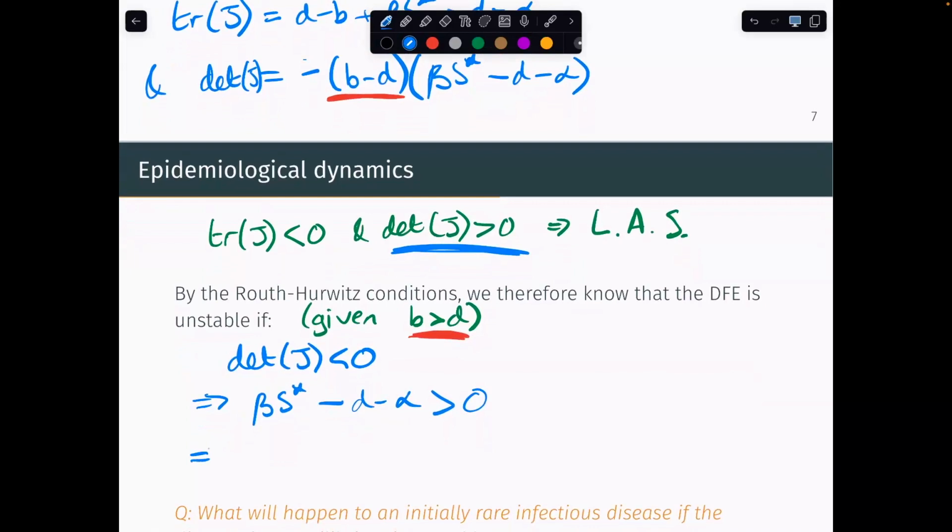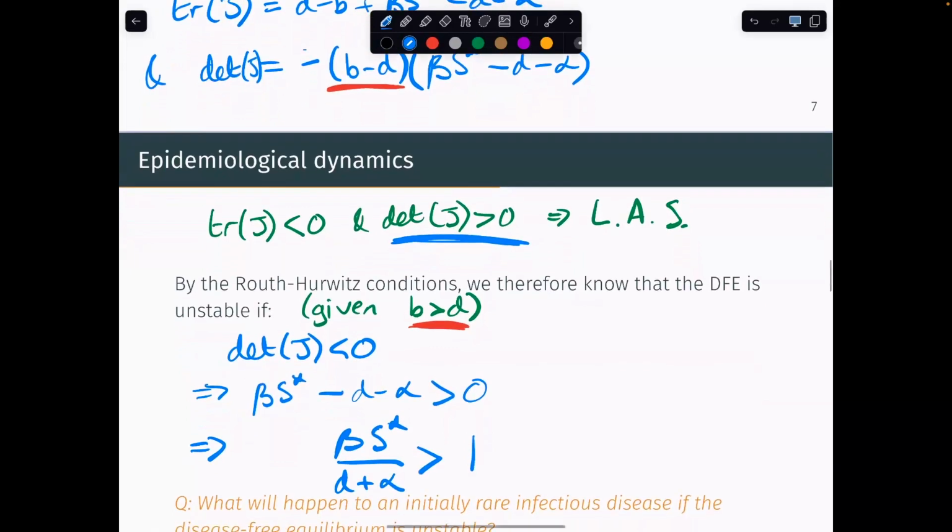We could do a little bit of rearranging here. If we take the D and alpha over to the other side and then divide by them, where D and alpha are both positive constants, so we can do this. We get that our disease-free equilibrium is going to be unstable if this quantity here, beta S star, where S star is our disease-free equilibrium for our host population, divided by D plus alpha is greater than 1. I'm going to call this quantity R naught.